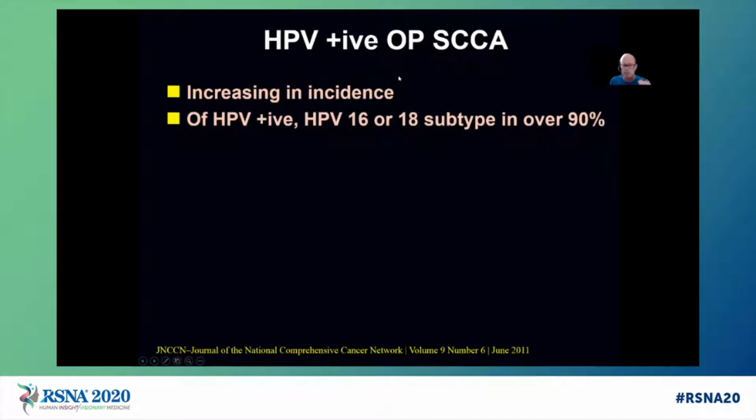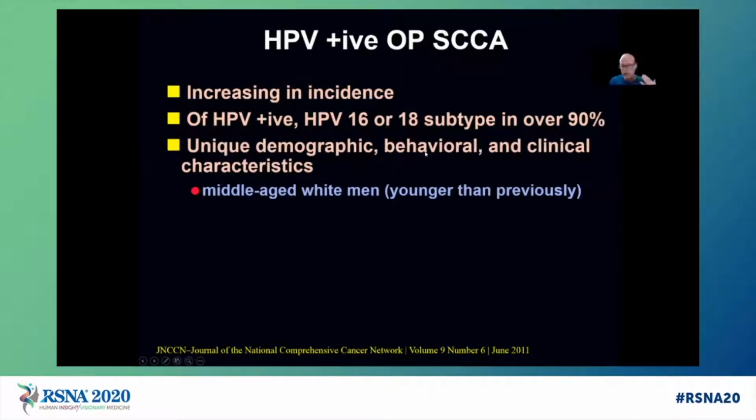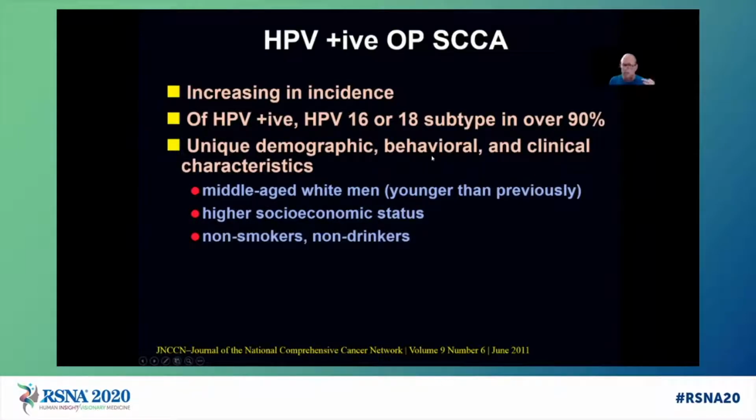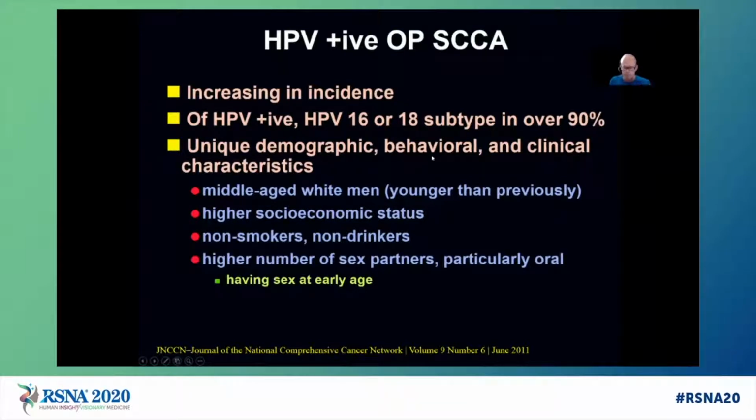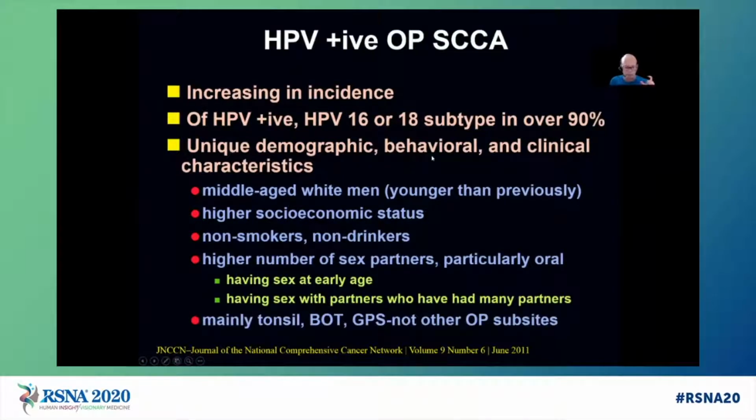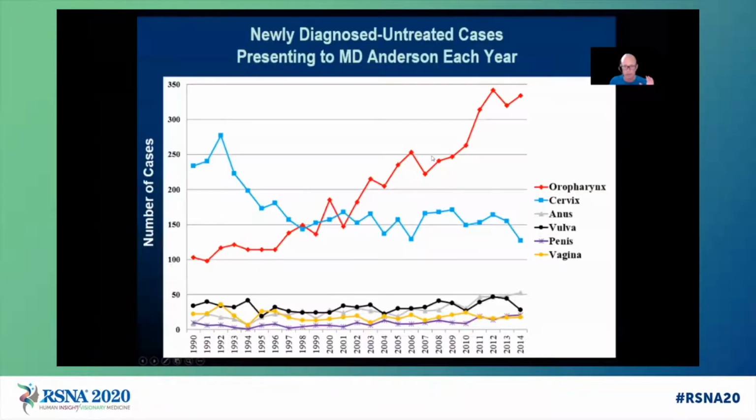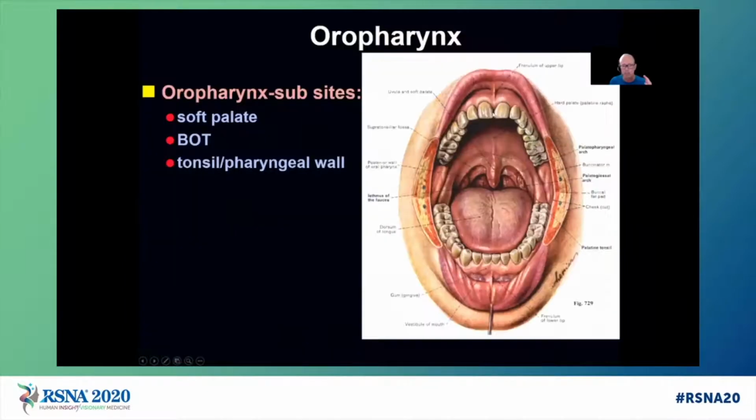And this incidence is increasing. Subtypes 16 and 18 are mostly responsible. And the demographics is different than the old days. So mostly younger or middle-aged white men, higher socioeconomic status, largely non-smokers and non-drinkers, but people that have had a large number of oral sex partners in their lives. And this cancer usually affects the tonsil, tongue base, and glossopharyngeal sulcus more than the other oropharyngeal sites. This just shows that while other HPV-associated cancers of other locations are stable in incidence, oropharyngeal cancer is clearly rising.